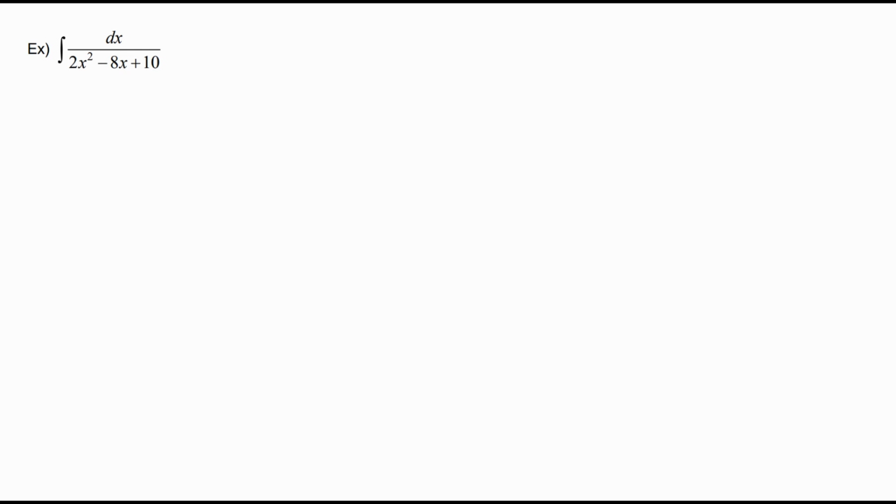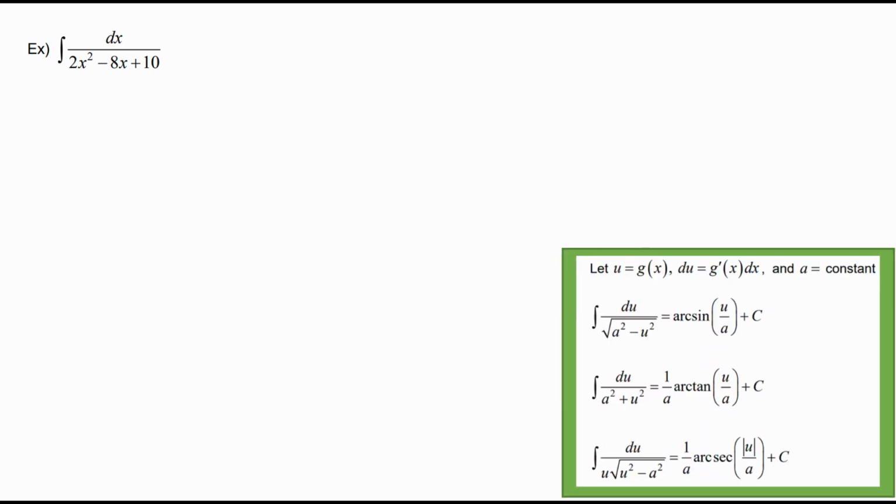Next question. Integral of dx over quantity 2x squared minus 8x plus 10. Which of the inverse trig function integration should we use for this integral? It doesn't look like anything we've been learning, does it? But one thing for sure is that there is no radical. So if it is one of those that we learned in the formula, it has to be arctangent.